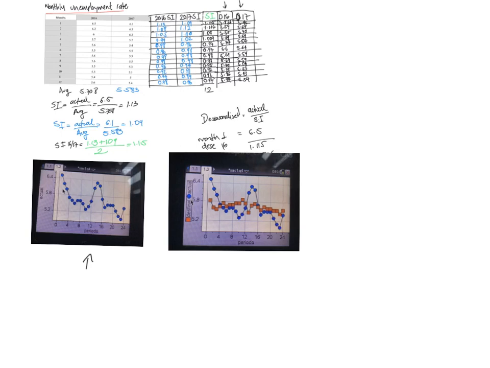And once you also plot the deseasonalized set of data, which is this one here, for 2016 and 2017, you will get this orange graph here.